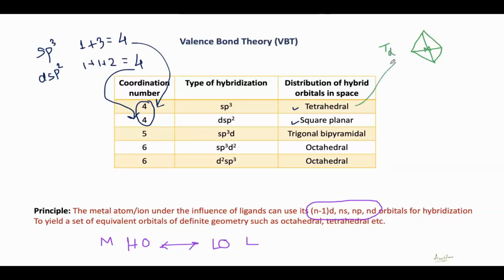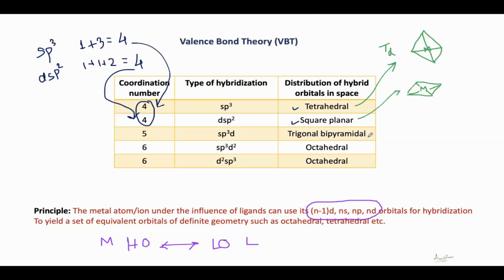Now we have the square planar geometry. You can draw it quite evidently from the name. The central metal atom lies at the midpoint of the vertices. This is the square planar geometry because this is a square and this is a plane.